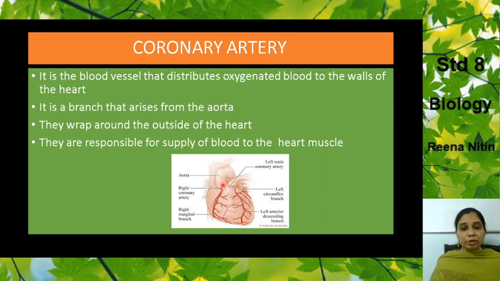Remember, from here, this is the aorta, and it is a branch from here. You can see this red colored part, it is all the coronary artery, carrying the pure blood. It wraps itself around the heart, outside the heart, and it is responsible for supplying blood to the heart muscles, the cardiac muscles of the heart. Then only they will be able to function.